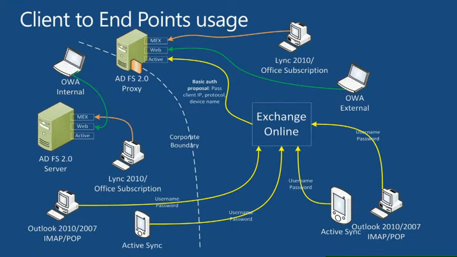Okay? If I have Exchange Online and I use any client, be it Outlook, IMAP, POP clients, ActiveSync, regardless of how they connect, they'll always send basic username and password to Exchange Online, who will then send that through to the active endpoint. Okay? And that active endpoint effectively gets additional information.